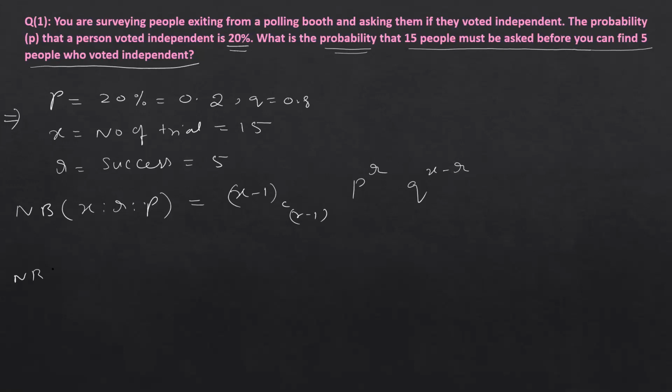So the negative binomial of 15 trials, R value 5 and probability 0.2. Just put this here. You will get 14 C 4, R is 5, and this is 0.2 to the power of R, which is 5, and this is 0.8 to the power X minus R, so 15 minus 5, 10. Can you quickly calculate and tell me what is the probability?